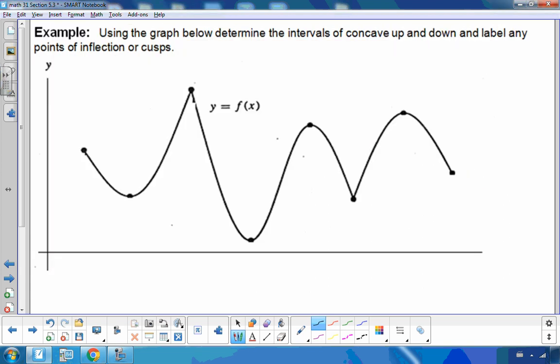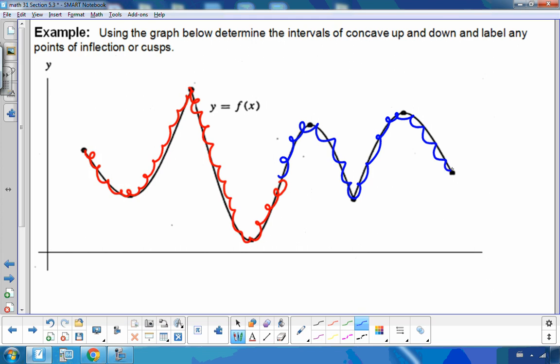So let's put that together on this graph here. We're going to use this graph, determine intervals of concave up and down, and label any points of inflection or cusps. So I'm going to look for all of my happy faces. Like there are the smiles. And then I'm going to look at my frowns. So I'm going to come up here a little bit more. There we are. And let's look at our frowns. So these are the sads, and those are concave down.